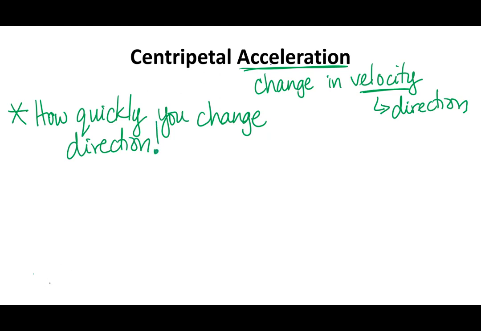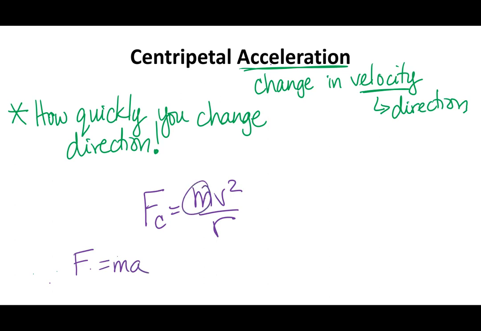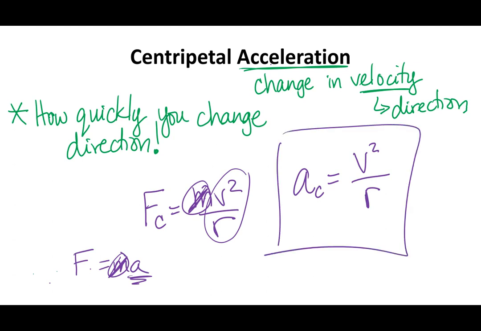Now, going back to our equation, right? FC equals mv squared over r. Well, way back we said that F equals ma. Well, here's m, here's m. So if we cross those m's out, then that means the acceleration is this part. So centripetal acceleration is v squared over r. If you are going faster, then you are changing your direction faster in that circle. If it is a smaller circle, then you change your direction more. So now let's use this.